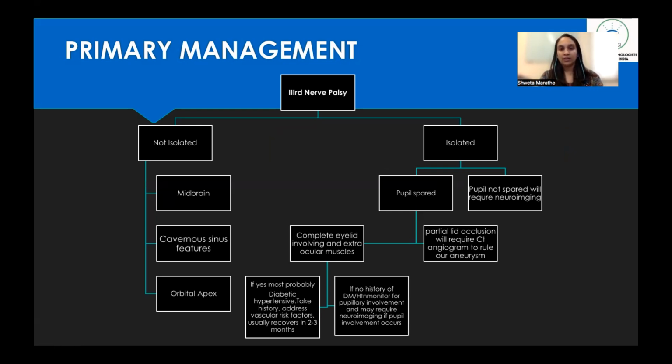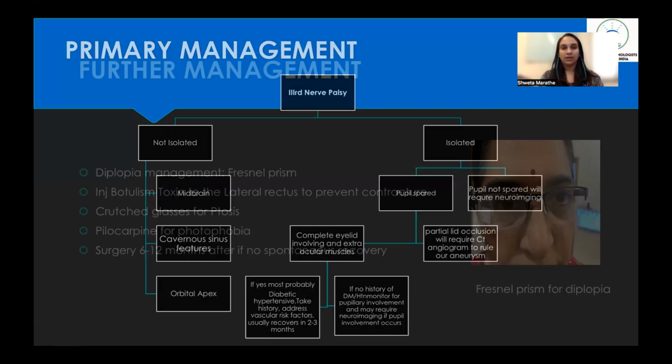If there is a complete lid occlusion, and most probably if the patient is diabetic and hypertensive according to history, address the vascular risk factors and then the patient would recover in 2 to 3 months. If there is no history of diabetes or hypertension, you have to monitor the pupillary involvement and the patient may require neuroimaging if the pupil involvement occurs. If there is a partial lid occlusion, then you'll have to do a CT angiogram to rule out any aneurysm.